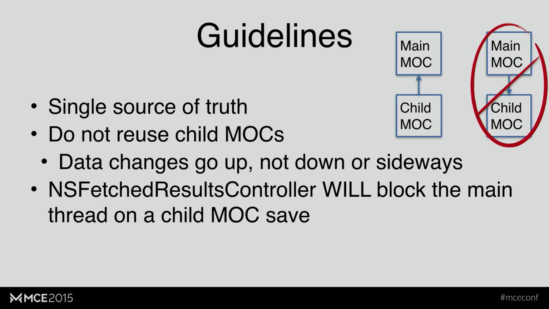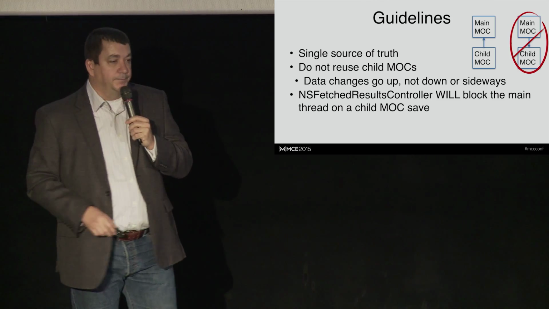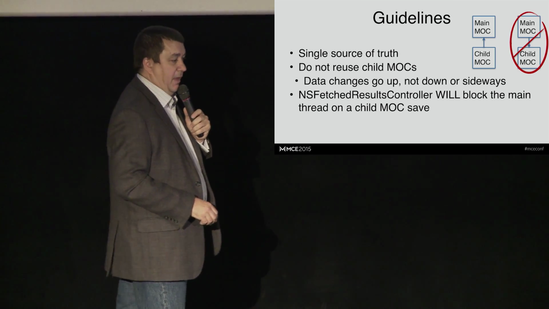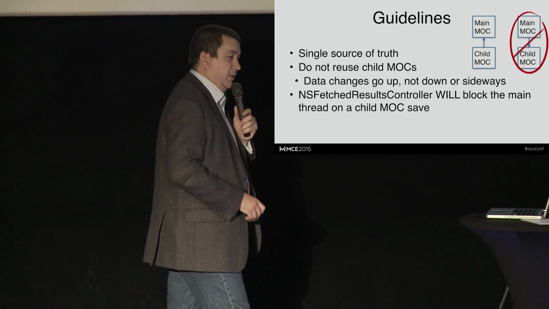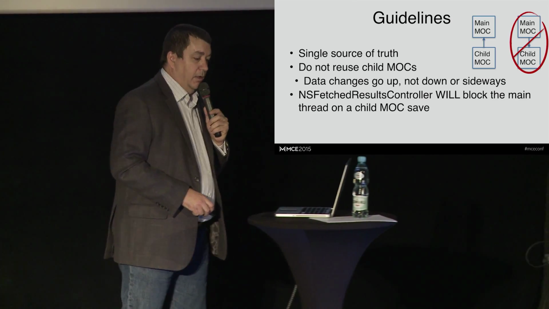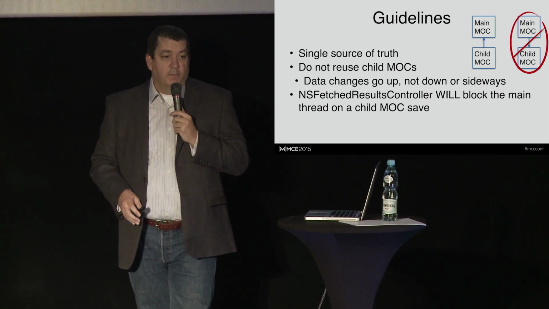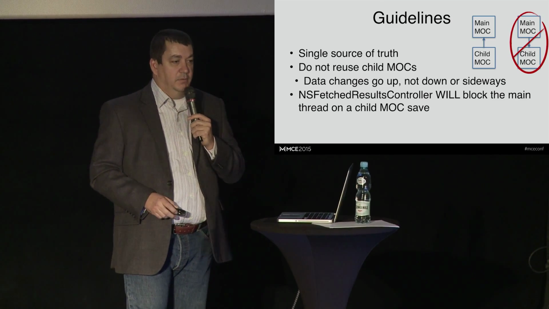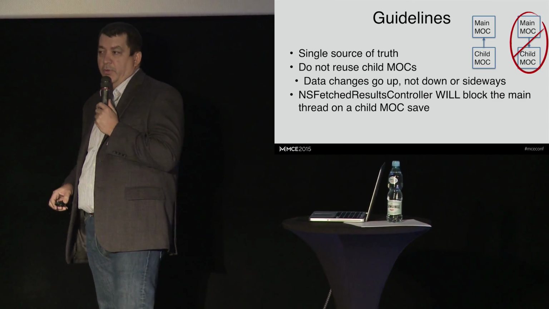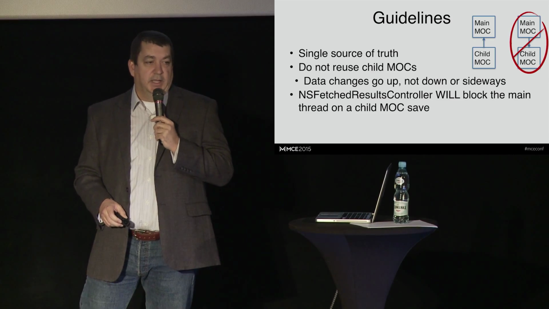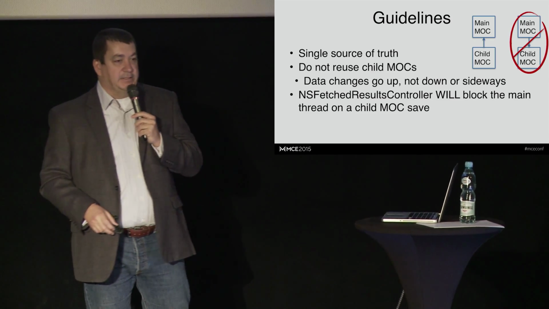NSFetchedResultsController. This is a beautiful piece of code that will ruin your world. It will quietly, in the background, block the main thread because you made a change to the data. And then you will blame core data for it. So this guy is great, but as soon as you have an odd blip in your UI and your UI is not scrolling smoothly, he is the guy. This is the guy that did it. It's not core data's fault.